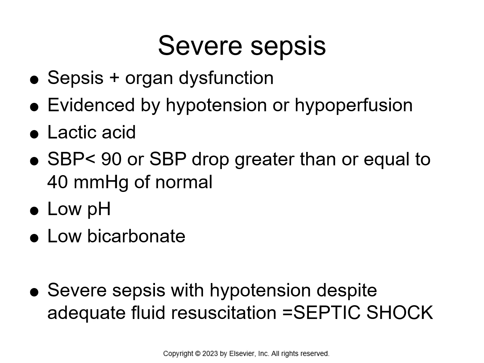Our lactic acid will increase, and we've talked about that already. Our systolic blood pressure is going to be 90 or less. It'll drop greater than or equal to 40 millimeters of mercury from the normal. So let's just say I had a 160 blood pressure and I'm down to 120. I've dropped 40. We need to be concerned, if that makes sense.